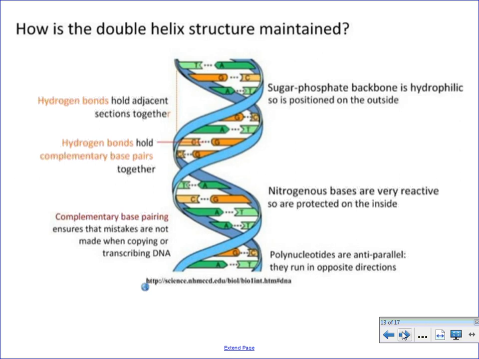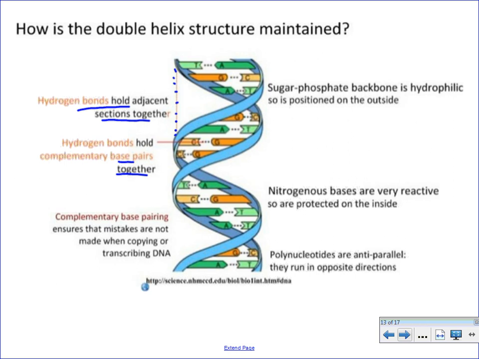So how is that double helix structure maintained? It is hydrogen bonds that hold those two strands together, that hold those complementary base pairs together, but hydrogen bonds also will hold adjacent sections together as well. So hydrogen bonds between that sugar phosphate backbone will help hold it together.